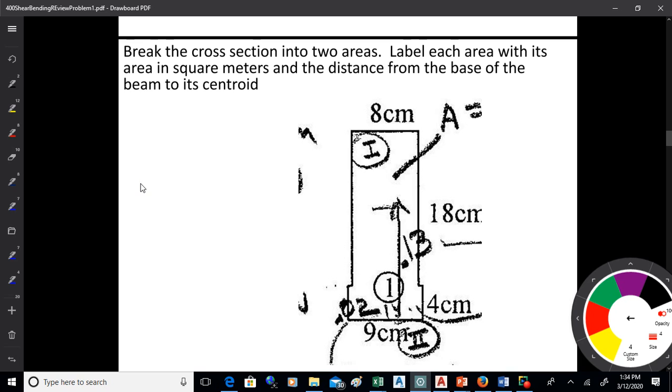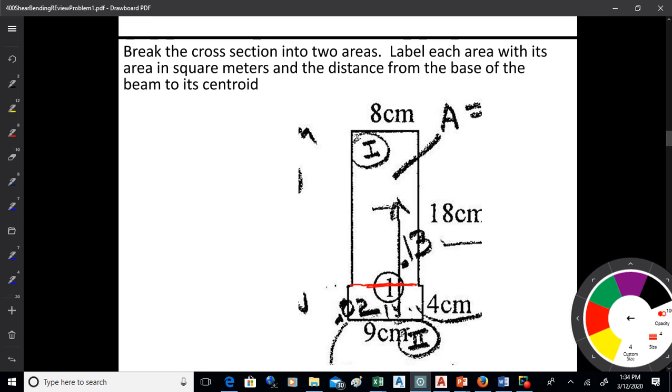So what I would do, I would break it up into two pieces. You have this little bit of a jog in here, not much, but a little bit. So break the thing up into two pieces. I call them 1 and 2. Find the areas, and then find the distances from the base to the centroids of the areas. That way you can find where the centroid is for that thing.